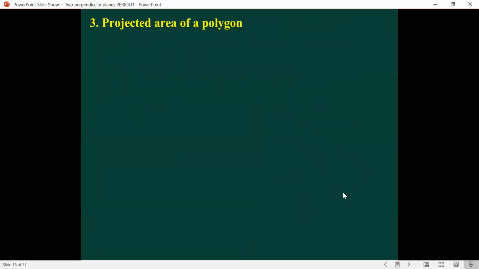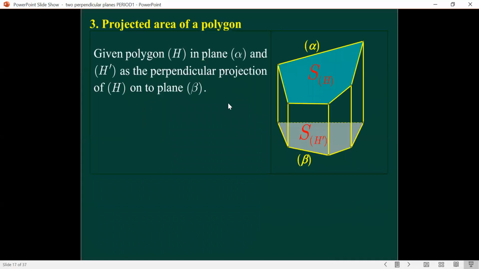We have two ways to find out the angle between planes. Do we have another way? We move to the next. Three: associated area of polygon. Learn by heart this concept and this formula here.